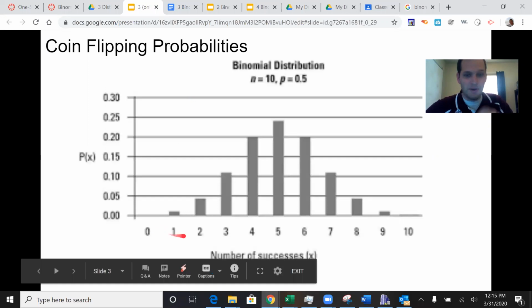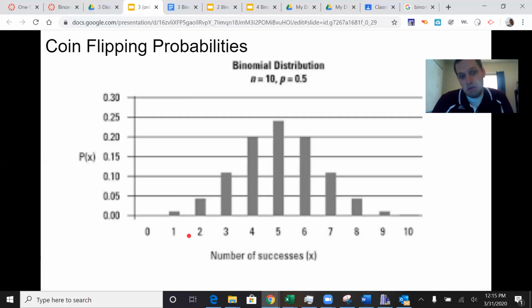And here on the bottom, we can see how many successes, or how many heads, we get when we flip it 10 times. Is it possible that we get 0 heads? It's possible that you get no heads when you flip it 10 times. Is it possible that you get all 10 heads? That's also possible. Is it probable? Not so much probable, but it is possible, okay?